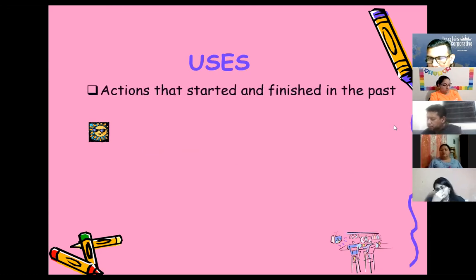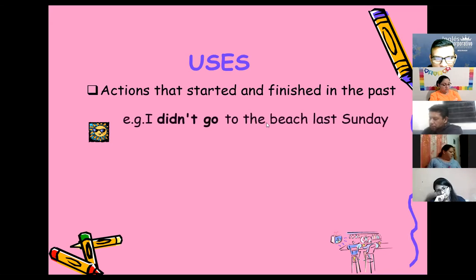Cuando utilizamos el pasado, son acciones que iniciaron en el pasado y finalizaron en el pasado. Action that started and finished in the past. For example, I didn't go to the beach last Sunday.